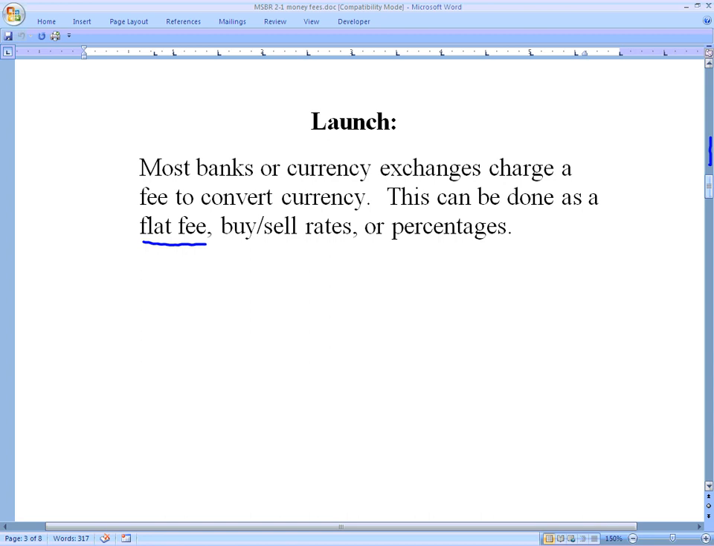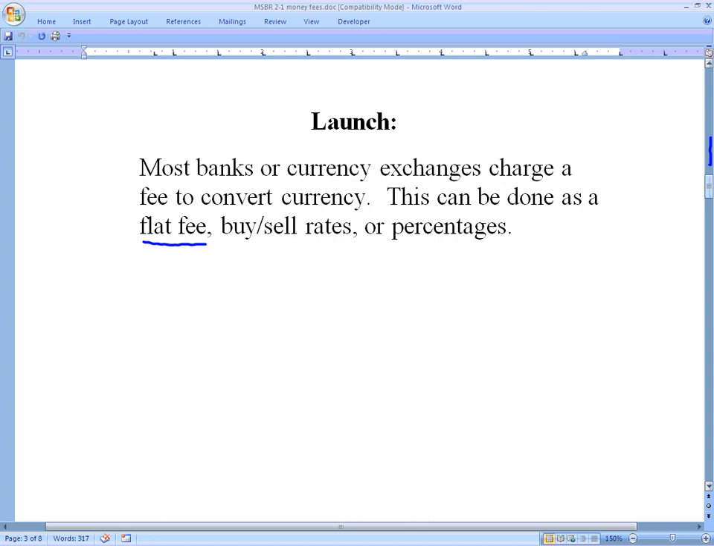This is an example of if you walk into the bank or currency exchange and they say, yeah, we'll convert however much money you want, whether it's $5 or $5,000, and we're going to charge you a set amount, whether that be a dollar or 50 cents or $5 or whatever the case is. You pay the same fee, so it makes sense to convert as much as possible in that transaction, because every time you make the transaction, you have to pay that same fee.